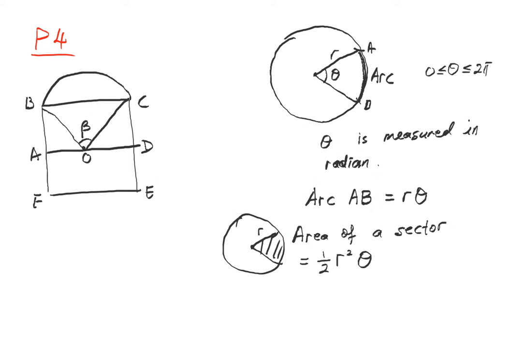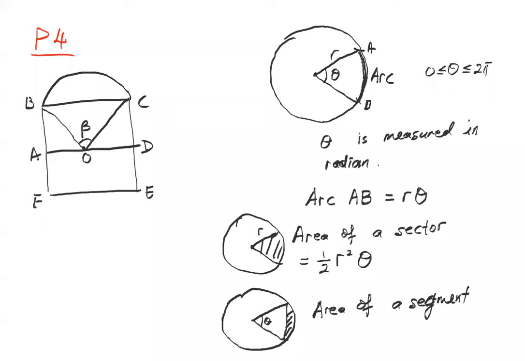Okay. Then we have another one. This is called the segment. So area of the segment, is it called segment? Okay, correct. Segment is equal to half r squared (theta minus sin theta). It's the area of a sector minus the area of a triangle.